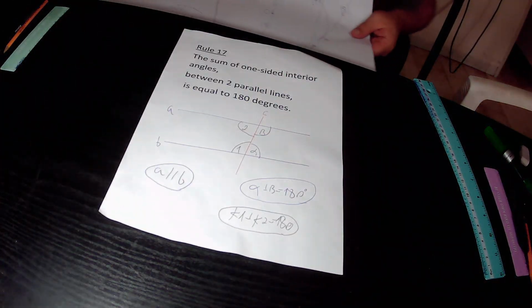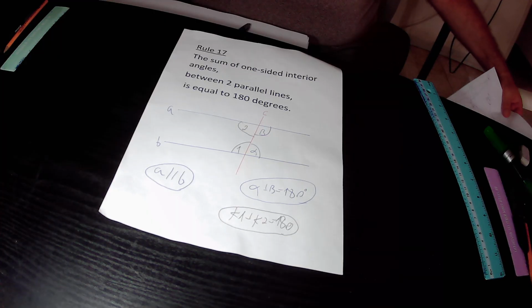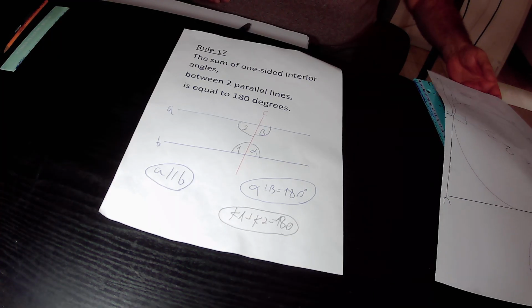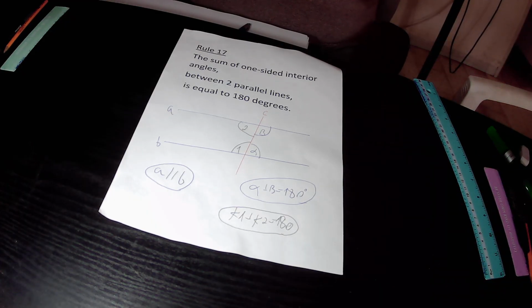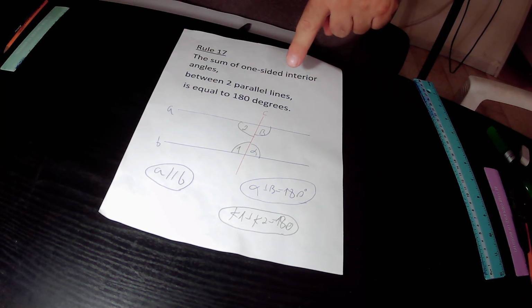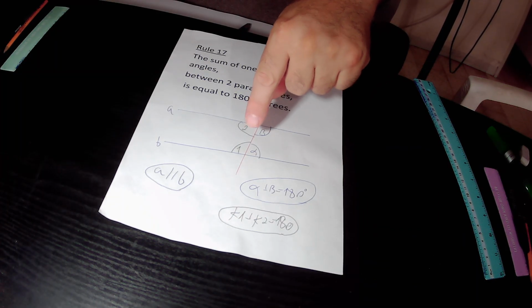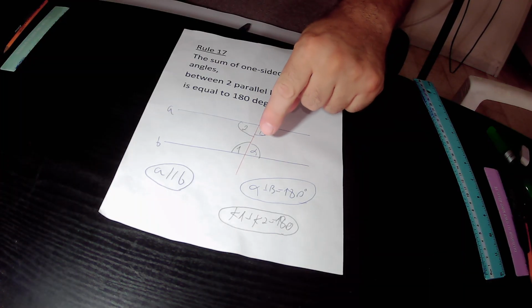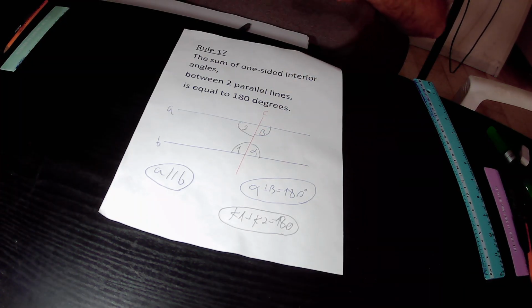According to Rule 17, the sum of one-sided interangles that are located between two parallel lines is equal to 180 degrees. So in the drawing, we have line A that is parallel to line B. The red line C intersects with those two parallel lines A and B at those two points. And also here, those two angles, alpha and beta.